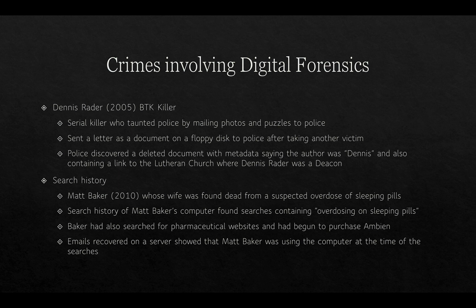And they found emails on a server that essentially showed that Matt Baker was using the computer at the time of the searches. So it's interesting in the sense of building up a narrative that is not simply good enough to find the search history. You've got to actually prove beyond reasonable doubt that he was on the computer at the time and he was the one responsible for those searches.